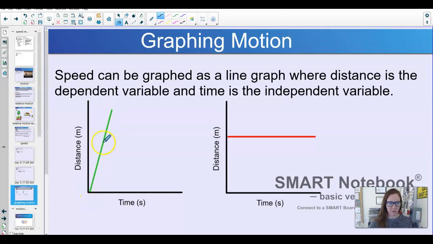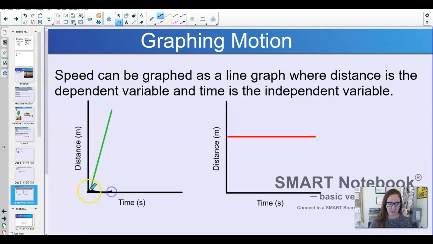Okay, so if we have a very steep line like this, what does this mean? Maybe take a minute, pause the video, think about it, jot down some notes, see if you can think about it before I tell you. Okay, so hopefully you see what's happening here is that this object is covering a lot of distance in a short period of time. And therefore, a very steep line in a speed graph means that it's moving very fast.